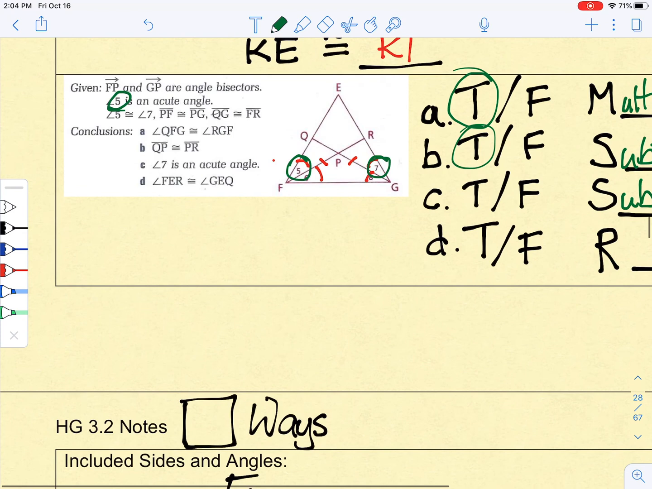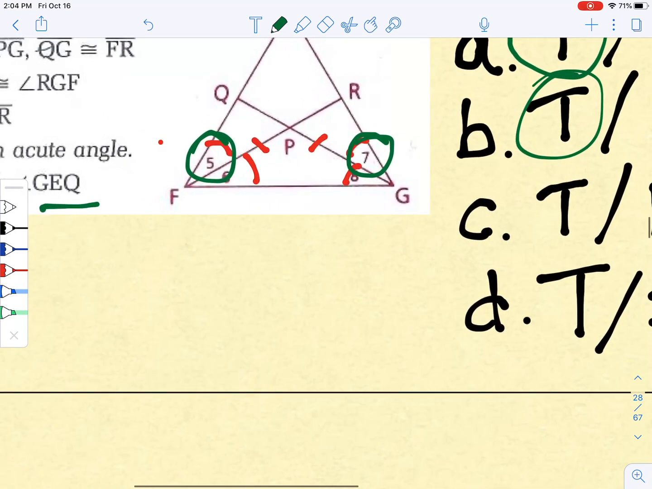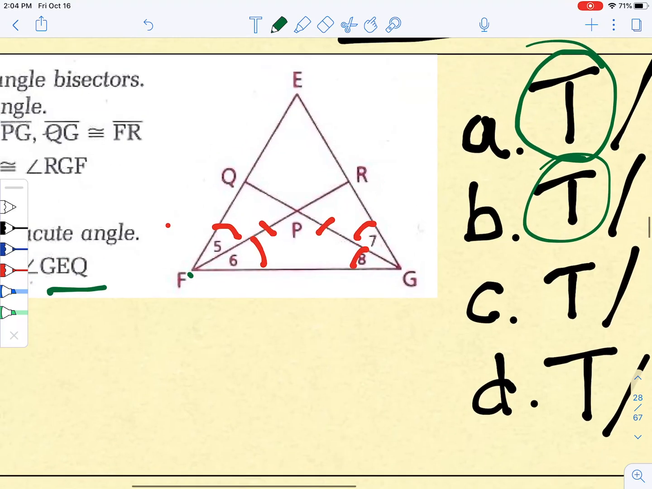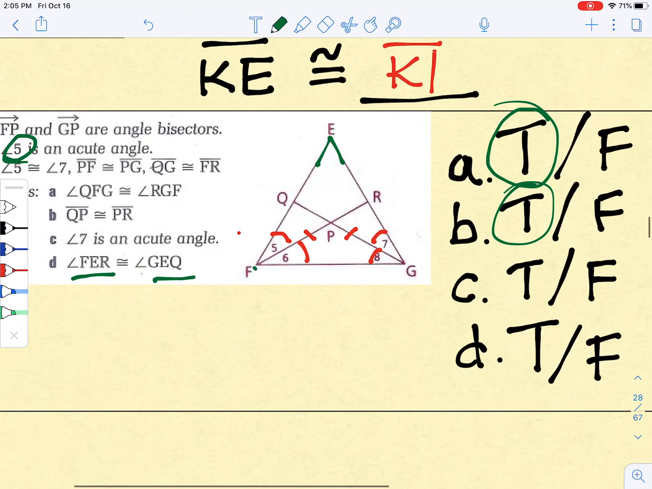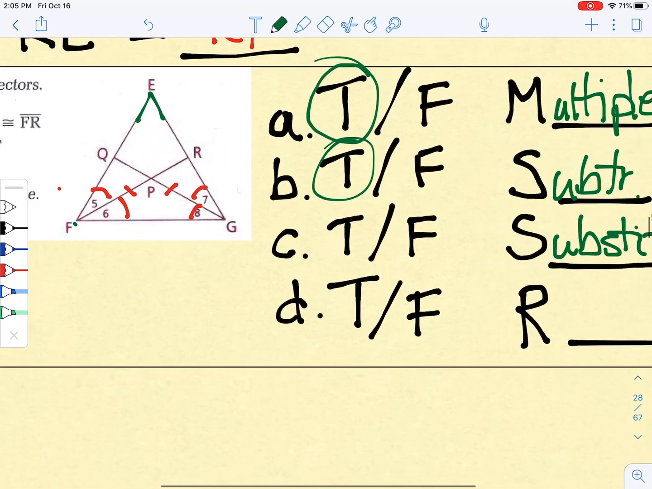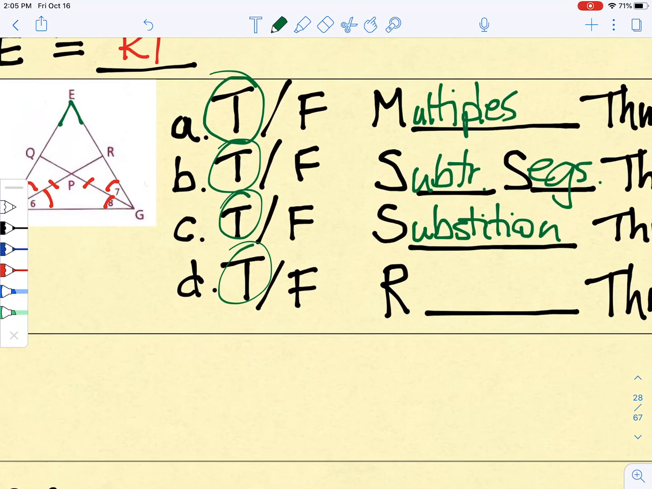True or false: angle FER and angle JEC. So angle FER, F-E-R, and angle JEC. Now this is a really important one. Notice those two angles, they're named differently, but they're the same angle. They're just talking about this angle right here, angle E. So is angle E congruent to angle E? And we would have to say, yeah, those two angles are congruent.